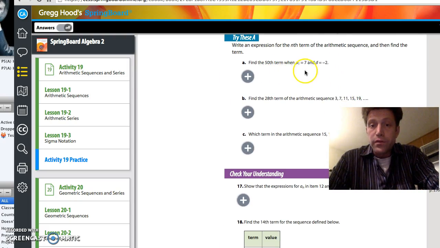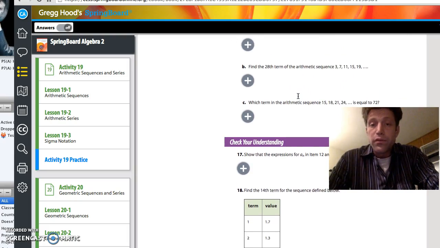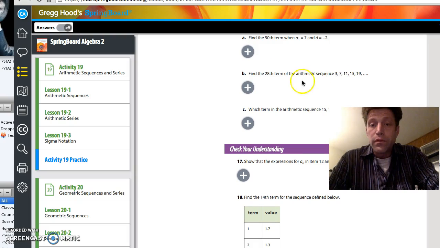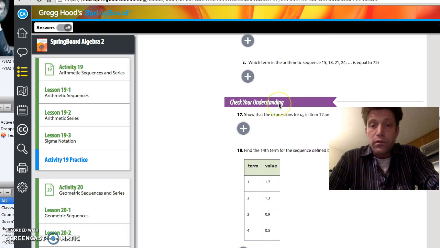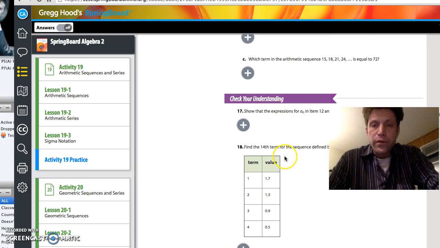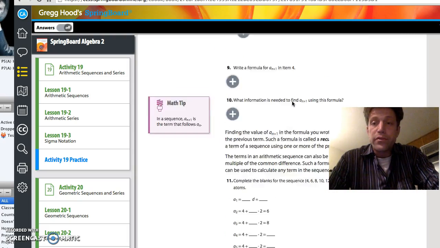Find the 50th term when the first term is 7 and the common difference is -2. Find the 28th term. The first term is 3 and we go 7, 11, 15, 19. The common difference is 4. And so on. Okay? Enough about arithmetic sequences? I think so.